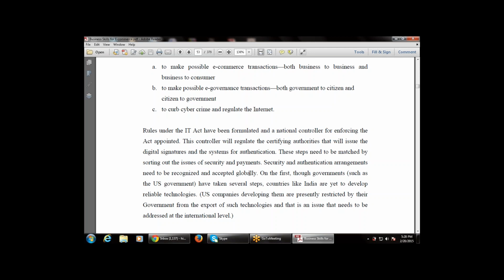This paragraph only says that there must be rules and regulations that are followed. So there is one act that is formed, the IT Act 2001, that must be matched with the issues of security and payments. That must be organized with the issue of security and payments. So the US government is developing reliable technologies.